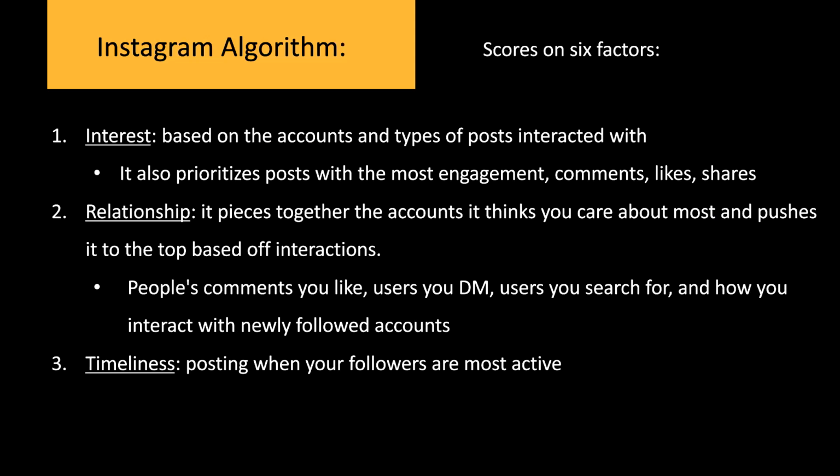Relationship, this is also very similar to Facebook, where it's going to piece together the accounts that you interact with the most, and then it pushes them to the top. This could be people that you DM, direct message. It could be people that you comment on, users that you search for, newly interacted with accounts, newly followed. That relationship score is going to be a lot higher for them. And then timeliness, just like Facebook, posting when your followers are most active is going to be the best because the recency of the post is definitely going to rank it higher.